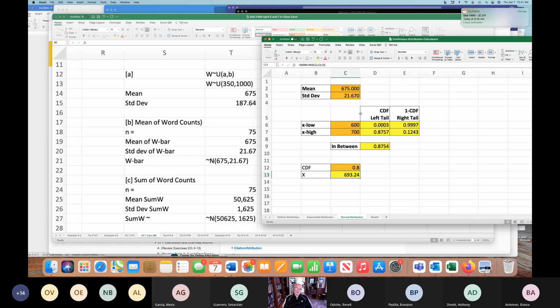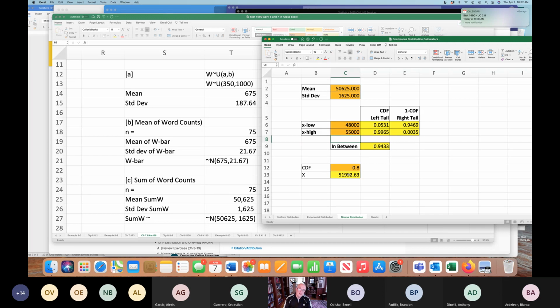All right, let's say I want to ask questions about the sum length of 75 papers. And what's the standard deviation? 1625. Now I could ask all kinds of questions. What is the sum of the papers? Can they be 48,000 words, all of them added together? Yes, they could be. And could they be 55,000 words? All right, so that gives me probabilities. It gives me the betweens. The 80th percentile here is 52,000 words.